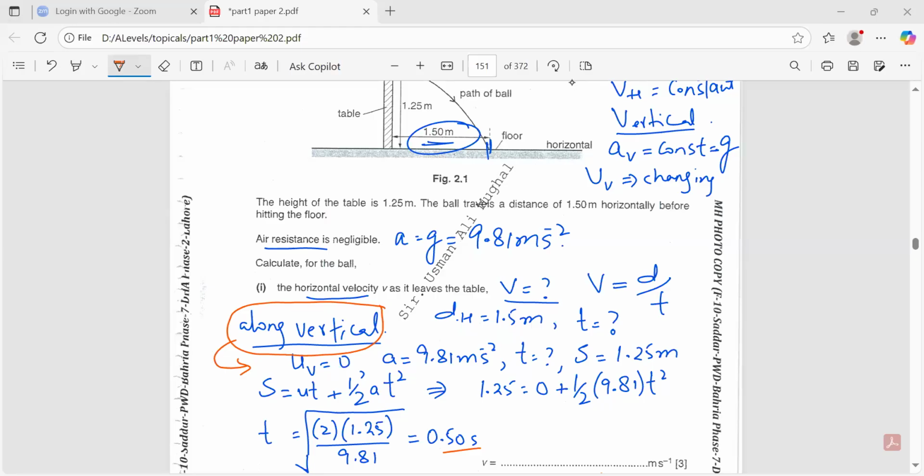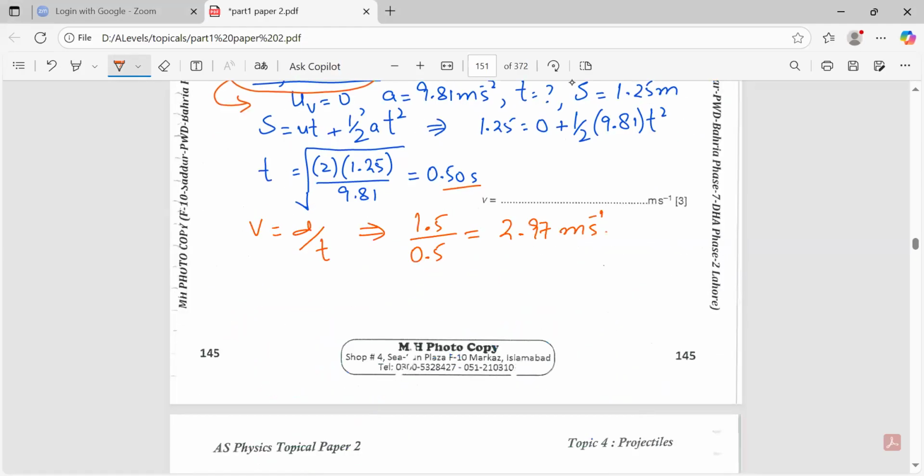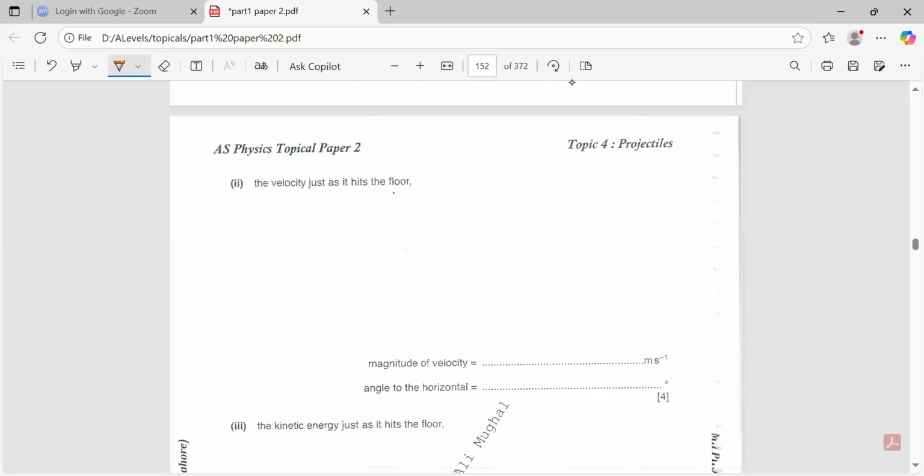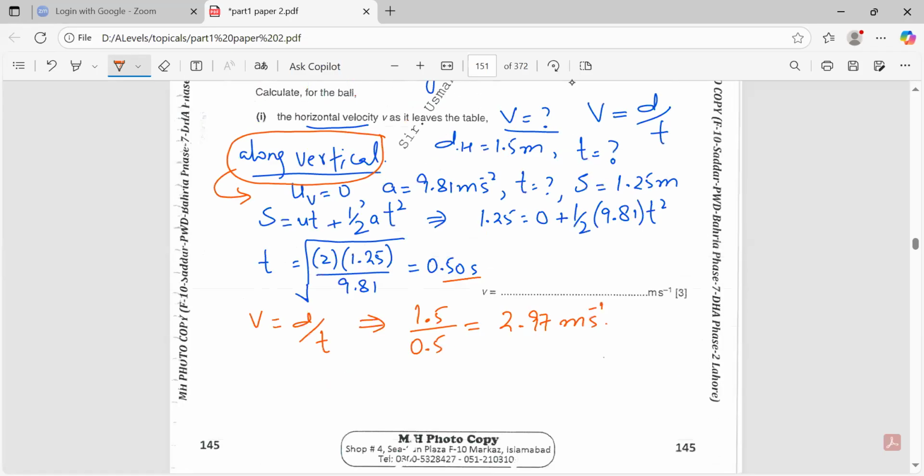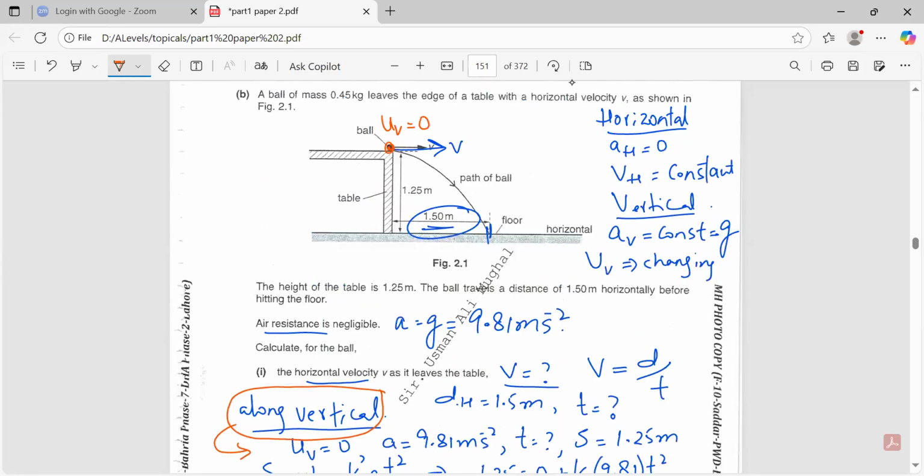All right. So moving onwards to the next part. Question says part number 2. Calculate the velocity just as it hits the floor. How are we going to find out the velocity just as it hits the floor? When the ball is going to hit the floor, its velocity will be somewhat like this. We have done a similar question previously as well.